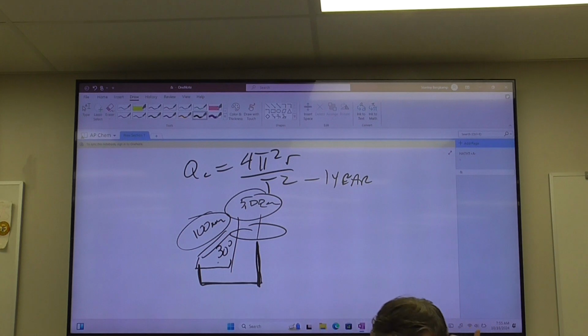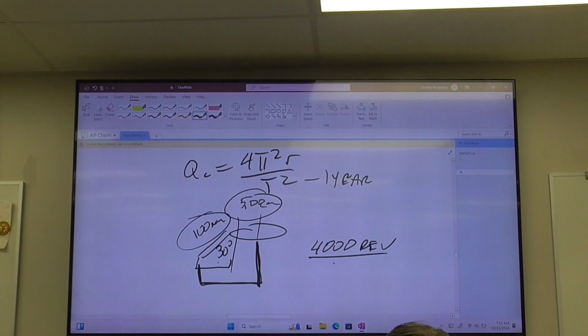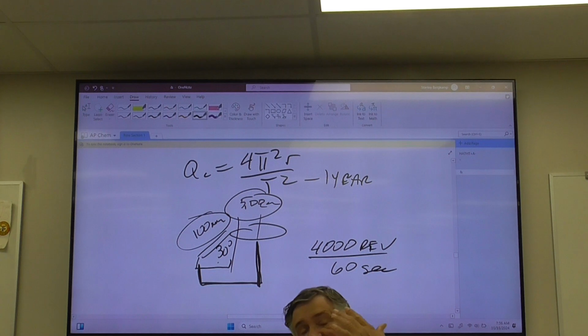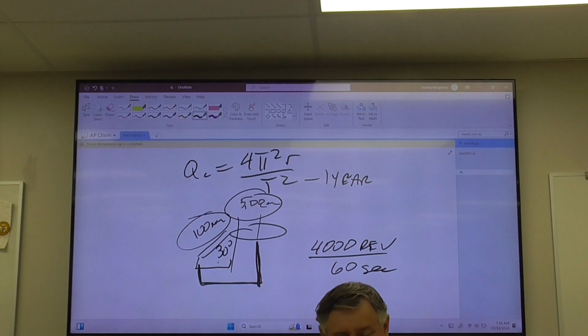On this one, you're told that it spins at 4,000 revolutions per minute. There's a couple of things you can do. One option is that you take the 4,000 revolutions and divide that by 60. Preston, if I take the revolutions and divide it by seconds, is that period or is that frequency? Frequency? Yeah, because it's revolutions per second.